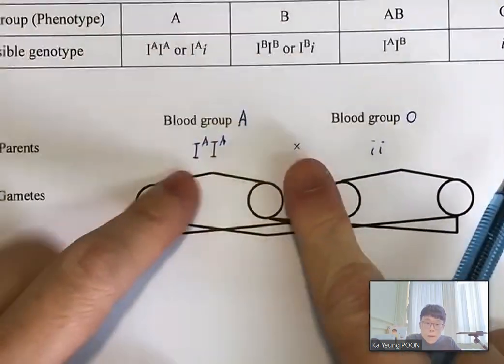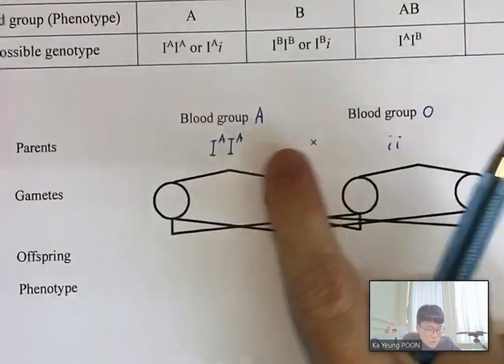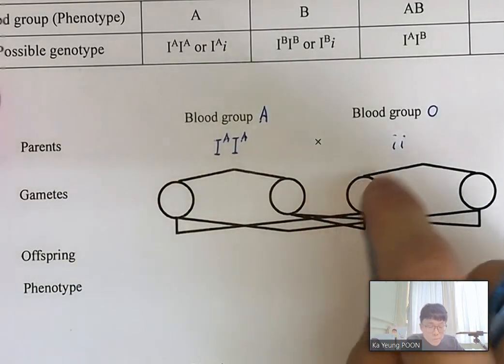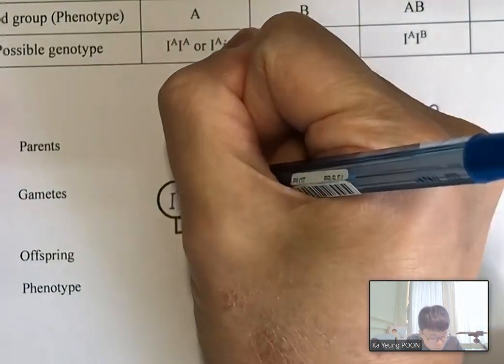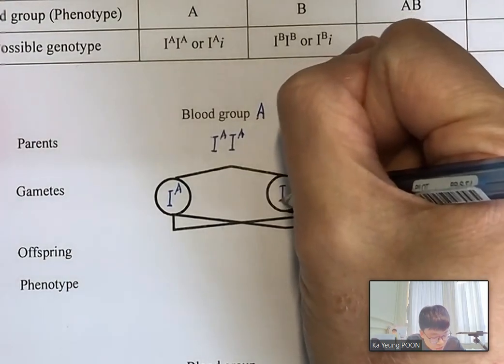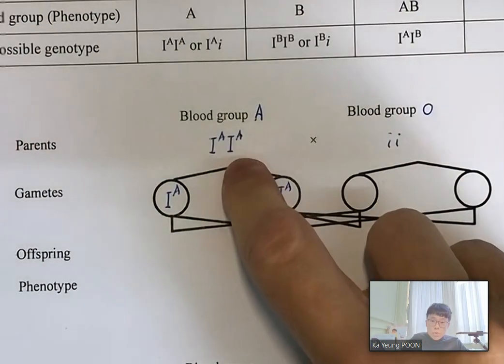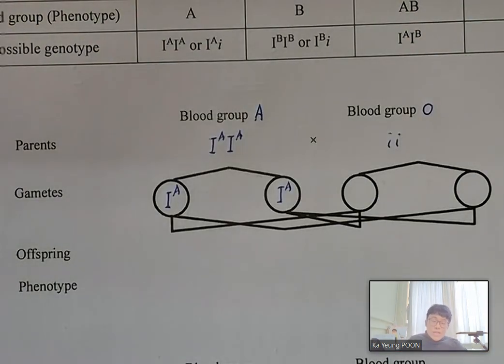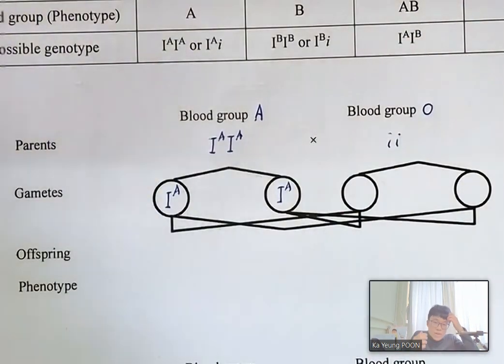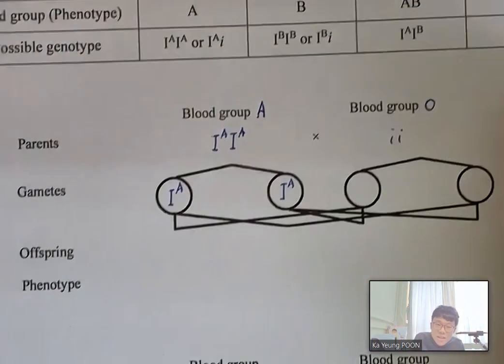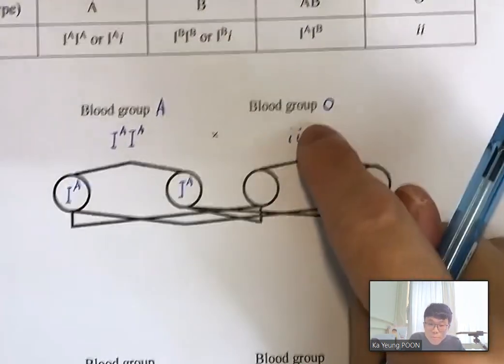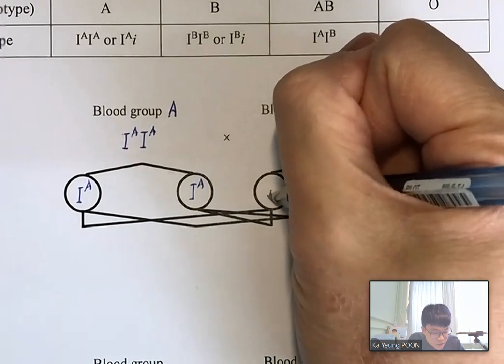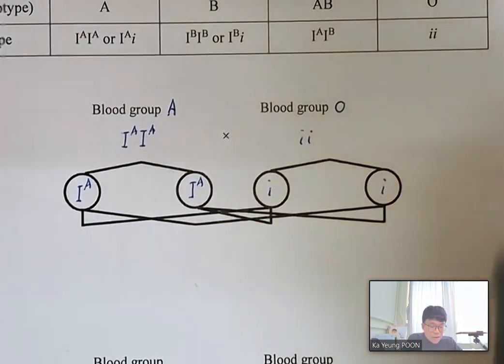So they undergo meiotic cell division, and there are two possible gametes here. One of them is big IA, and the other is also big IA. I know some of you will just write one gamete, but for easier representation here, because we are just doing grade 7 biology, it is okay. And for group O, it is having a small i and small i.